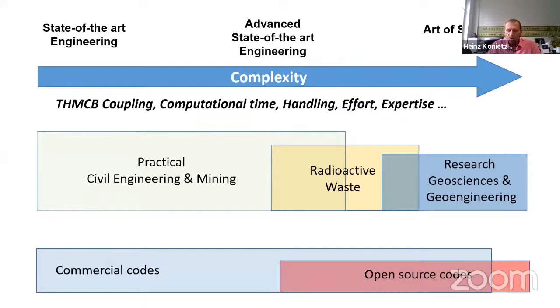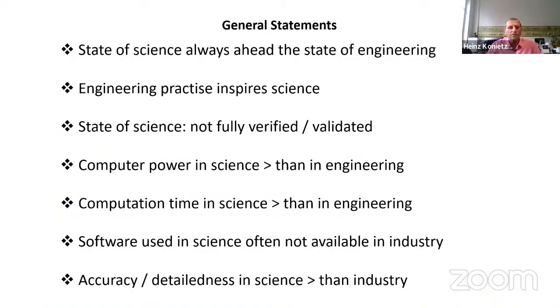In terms of the applied codes, we see that commercial codes are applied for nearly any task and at any level. But for very specific tasks and new numerical solution schemes, open source codes become important, although nearly exclusively used by research organizations and universities. I will start with a few general statements. We should be aware that the state of science is always ahead of the state of engineering. And this implies that step by step, parts of the state of science will become available for engineering and will be applied in engineering. On the other side, we know that engineering practice inspires science.